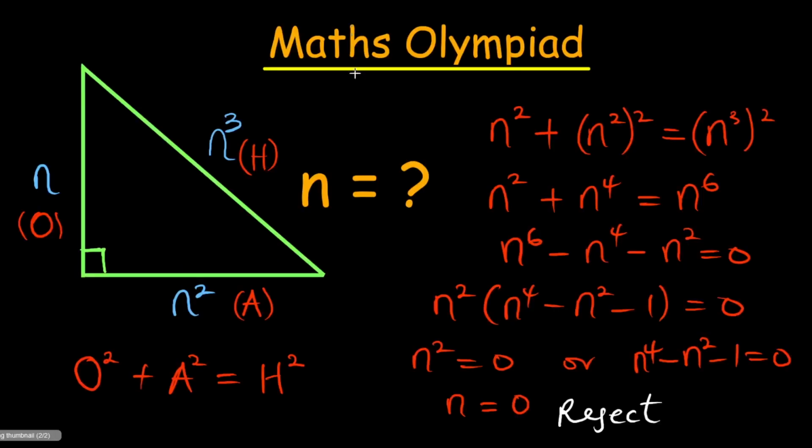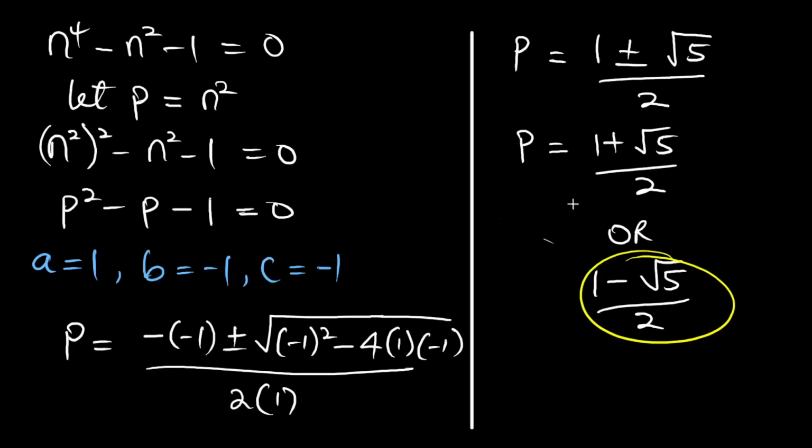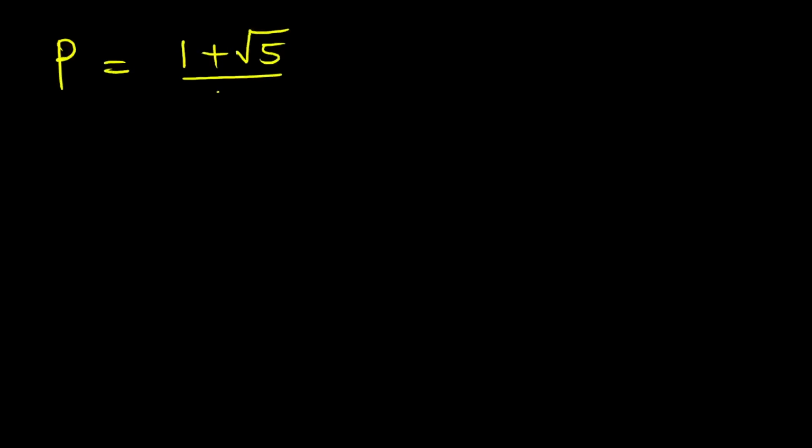And here is the thing. If we come back to this right angle triangle, the value of n cannot be negative, right? The length of a particular thing cannot be negative. So that means we are also going to reject this particular solution. Now, that means we are going to proceed with this particular solution. So I have that p is equal to 1 plus root 5 all over 2.